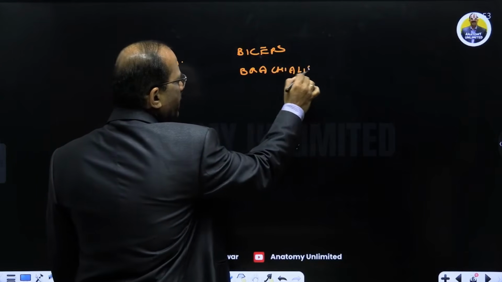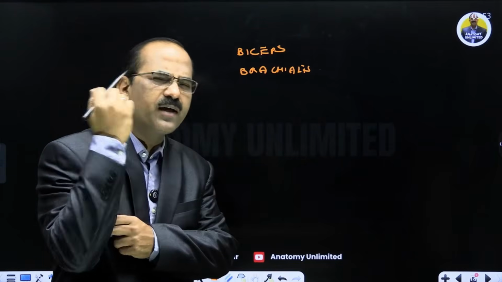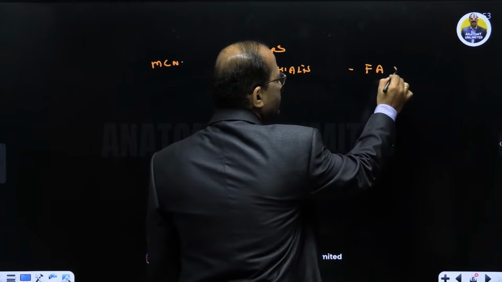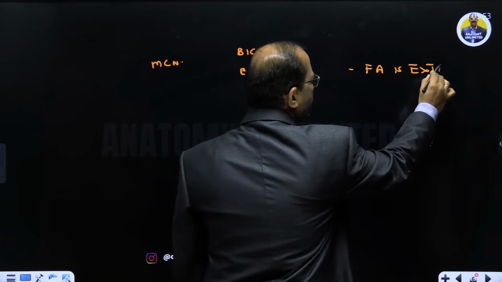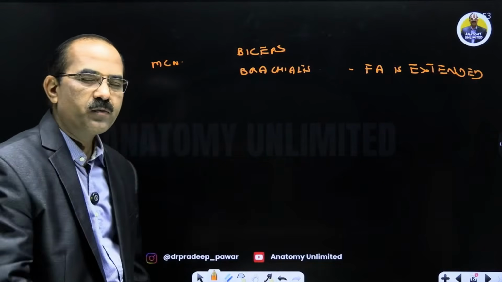So what is the main action of brachialis? Main action of brachialis is flexion at the elbow joint. So flexion is gone, so the forearm is extended. Forearm is extended. समझ में आ रहा है? Forearm is extended.